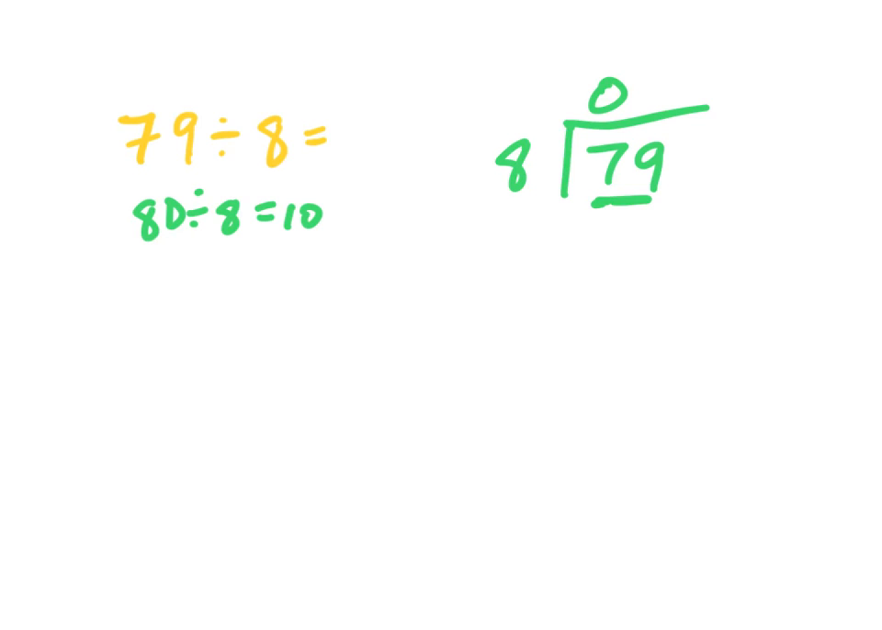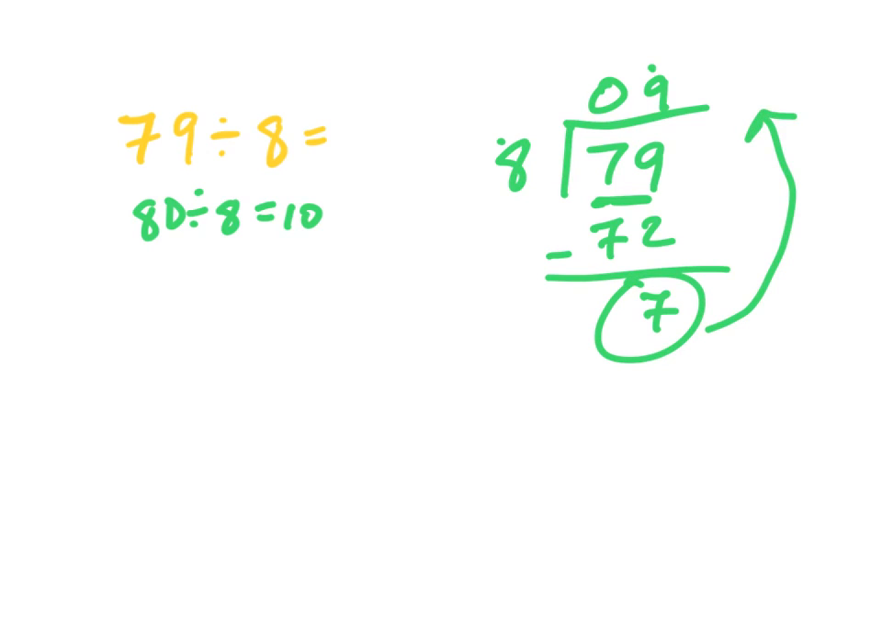If I know that 8 times 10 is 80, then that means I can only fit 9 groups of 8 into 79. And I know that 8 times 9 is 72. So I can subtract. 79 minus 72 is 7. And because there's nothing left to bring down, I'm done. So 7 is my remainder.